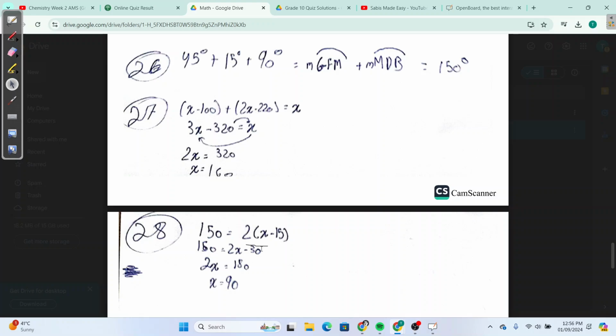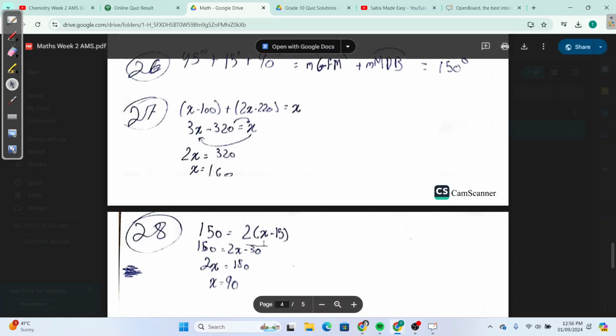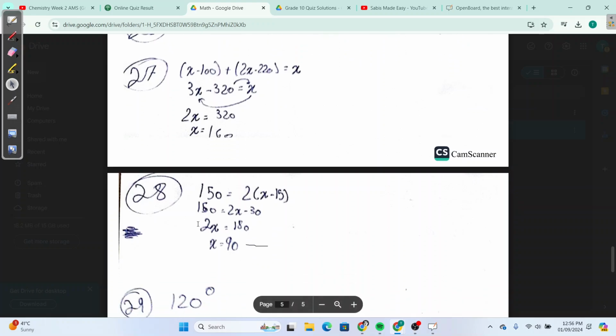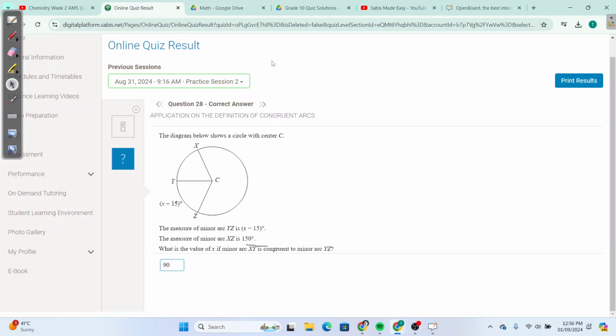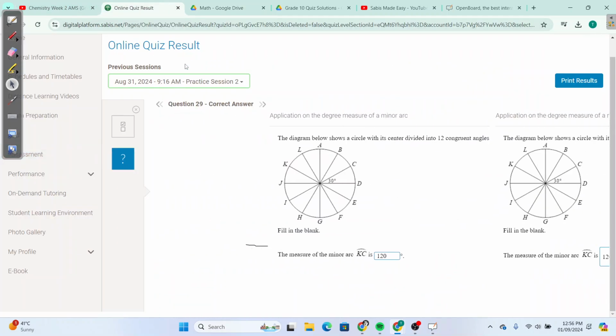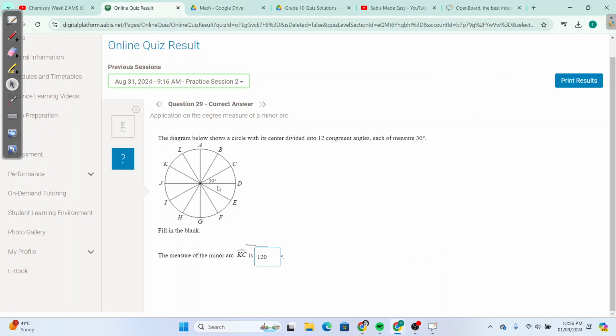Because in math, you need time. So 2 times x minus 15, you distribute the 2: 2x minus 30 equals 150. You simplify: 2x equals 180, x equals 90. No, I think, yeah, okay, never mind, that's the last question.